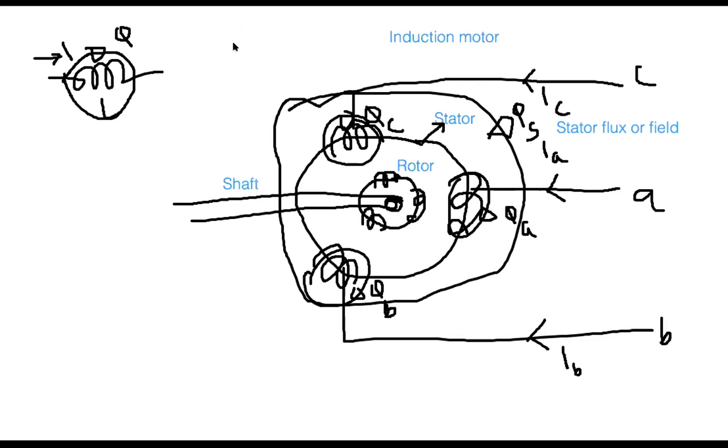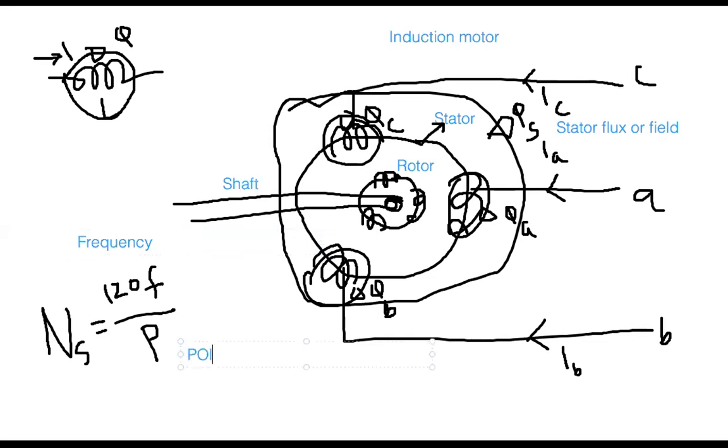And what is the speed of that rotation? This is the equation: Ns equals 120 F over P. F is the frequency, and P is the number of poles. Ns is the speed, and it is called the synchronous speed. This Ns, synchronous speed, is expressed in terms of RPM, or revolutions per minute.